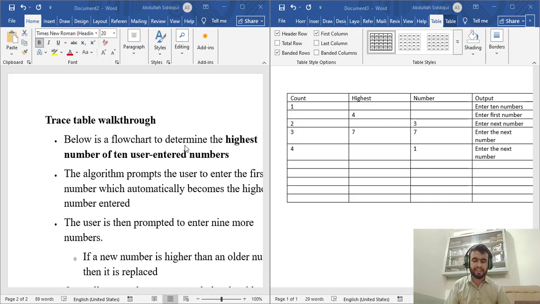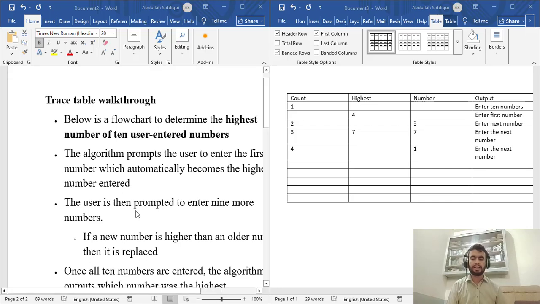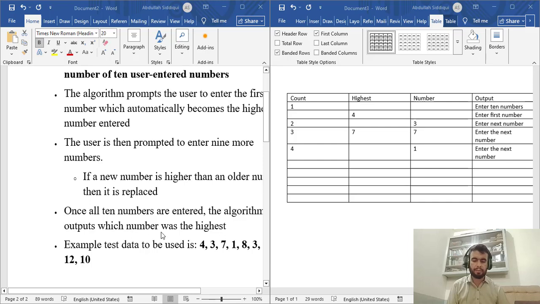Let's understand the problem first. We have a flowchart that determines the highest number of 10 user-entered numbers. The algorithm prompts the user to enter the first number, which automatically becomes the highest number entered. The user is then prompted to enter 9 more numbers. If a new number is higher than an older number, then it is replaced. Once all the 10 numbers are entered, the algorithm outputs which number was the highest. We have to execute this algorithm with the help of the given test data.